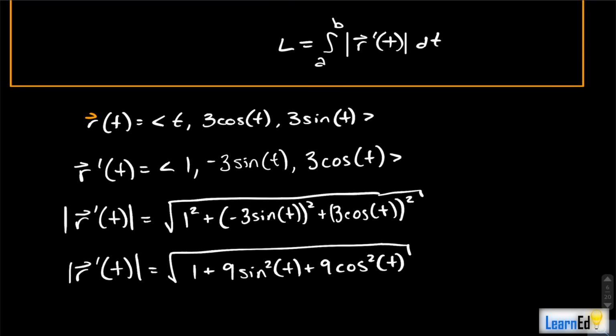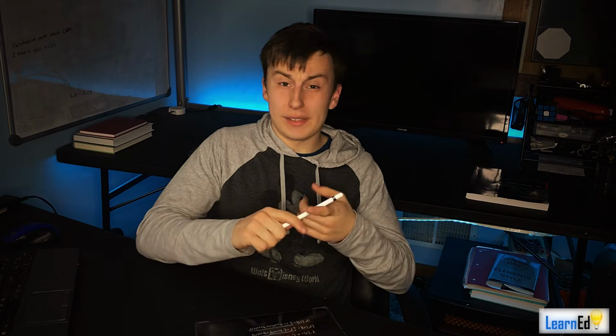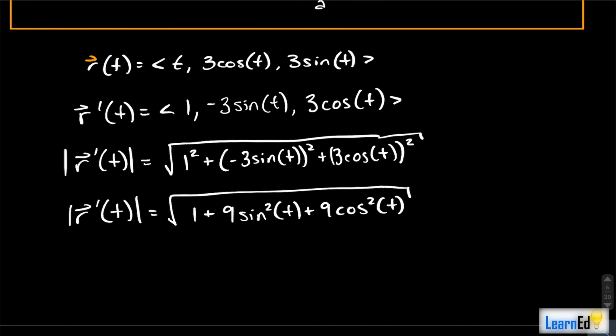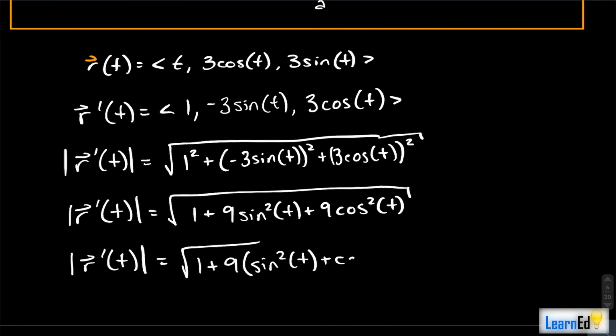All right, and now what do we do? Well, we have a sine squared and a cosine squared. Let's use that Pythagorean identity and get that over with, and then we'll have a really nice radical. So the magnitude of r prime of t is equal to the square root of, I'll go the extra step so everybody is on the same page, we can take a 9 out of these two terms and get sine squared t plus cosine squared t. And that gives us the square root of 1 plus 9, which is 10.